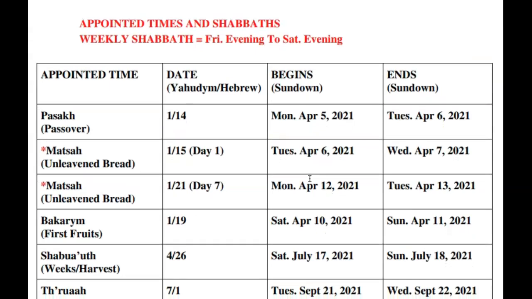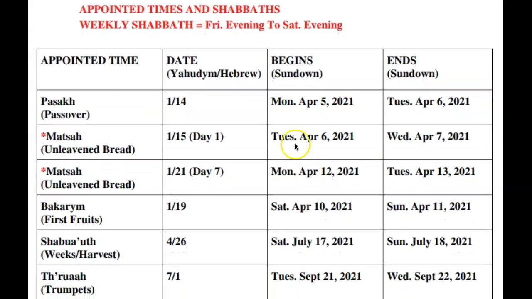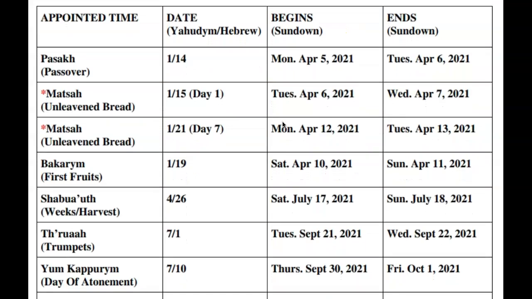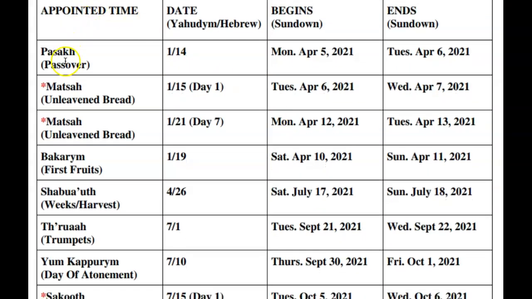Now, of course, there are also the appointed times and the Shabbats. The weekly Sabbath goes from Friday evening to Saturday evening, and then there are also the 7 appointed times that are listed right here. As you see right here, the appointed time that's listed first is Pesach or Passover, according to the Yahudim, or the ancient Hebrew date, according to Uyakra or Leviticus chapter 23. This is when it will begin and end according to the Gregorian dates.